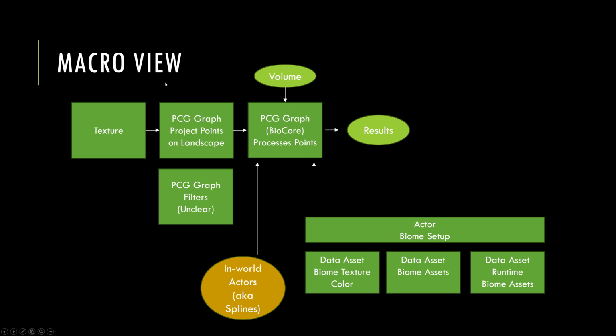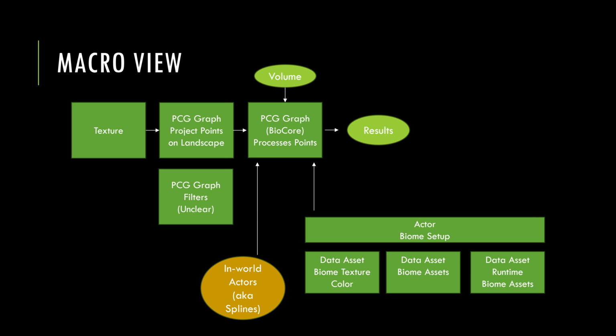There are a series of graph filters. They're a bit unclear to me right now. As I've played with them, they're not giving me the results that I want, so I've got to dig in deeper. But it looks like you'll be able to filter points out based on specific sets of parameters that you set. The Biome Core will read any in-world actors, so you can place volumes and splines throughout the world to override your texture and provide a biome sort of within a biome perspective.